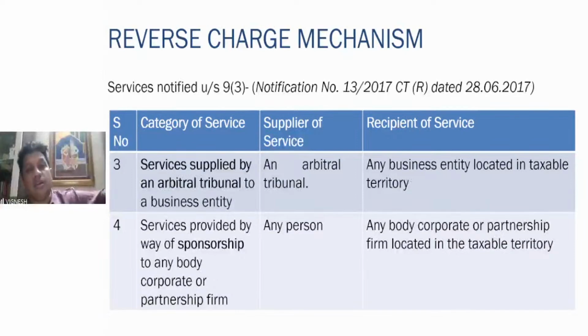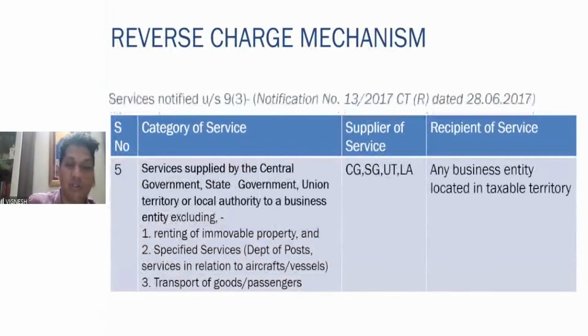Let us assume my company name is XYZ Event Management. XYZ Event Management goes to Reliance Industries and closes the sponsorship of 1 crore rupees. It will pay 1 crore rupees to me. I will not collect 18% extra from him. He will pay 18% directly to the government. That is the concept of reverse charge with regard to sponsorship services.